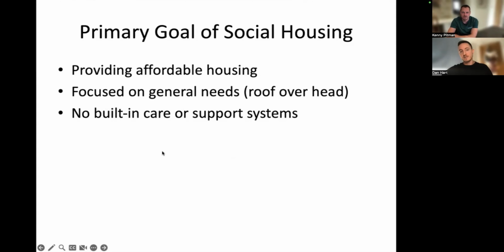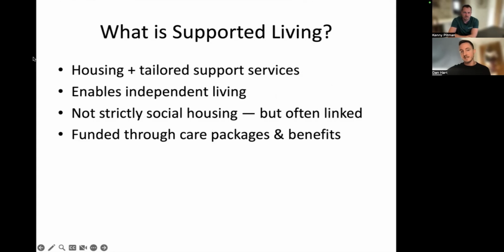So the primary goal of social housing is to provide affordable housing. The focus is on general needs, so a roof over our heads. It's not got built-in care or support systems in place. Okay, so that's where the two sort of vary. So what is supported living then? So it's housing plus tailored support services. So there is a care element that goes on in the house. The whole purpose is to sort of enable independent living.